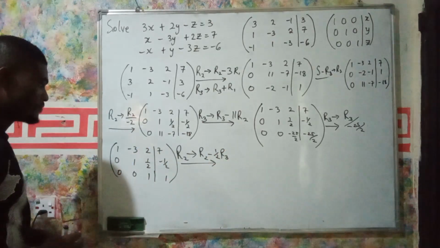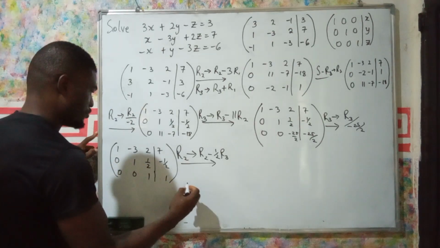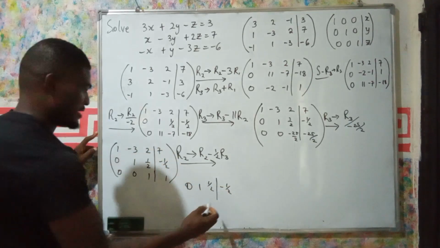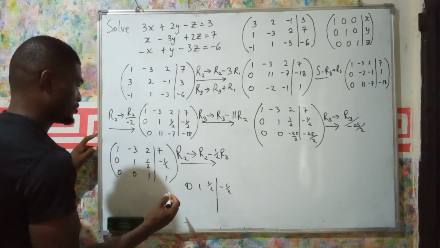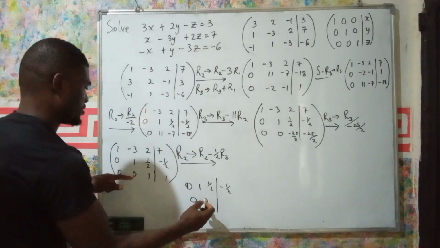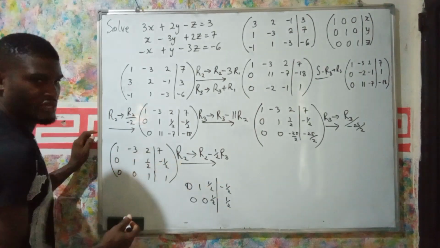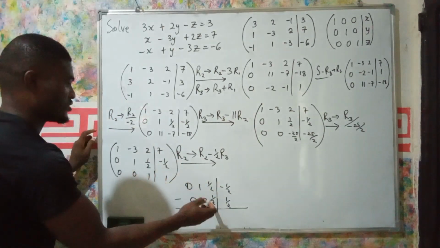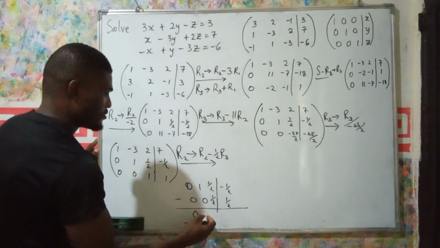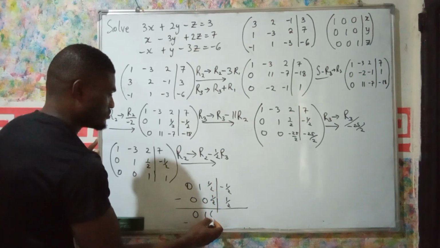Alright, so let's write that down. So row 2 is 0, 1, 1 over 2, minus 1 over 2, and then 1 over 2 row 3 would be 1 over 2 times 0 is 0, 1 over 2 times 0 is 0, 1 over 2 times 1 is 1 over 2, 1 over 2 times 1 is 1 over 2. And then we're going to eliminate that by subtracting because they have the same sign. Alright, so 0 minus 0 is 0, 1 minus 0 is 1, 1 over 2 minus 1 over 2, that's the same value, so it becomes 0.